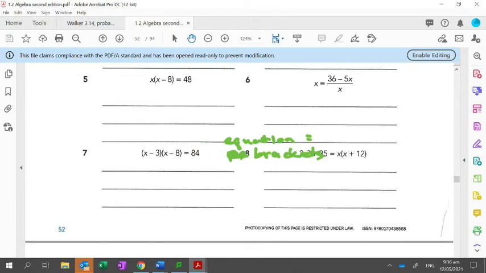So, first thing I need to do is get rid of the brackets. So let's expand. We'll first take x times x, which is x squared. We'll take x times negative 8, which is negative 8x. We're done with the x. Now we'll take negative 3 times our x, which is negative 3x. And negative 3 times negative 8, which is positive 24. And it's still an equation that equals 84. Don't lose any bits as you go.